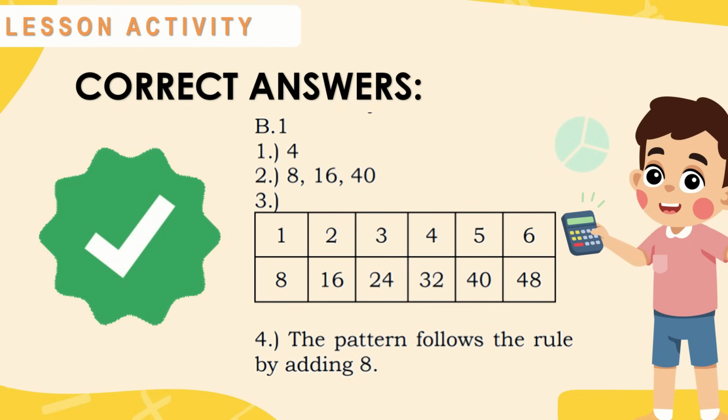Here are the correct answers. For number 1, we have 4. Number 2, 8, 16, 40. For number 3, 1, 2, 3, 4, 5, and 6; 8, 16, 24, 32, 40, and 48. Number 4, the pattern follows the rule of adding 8.